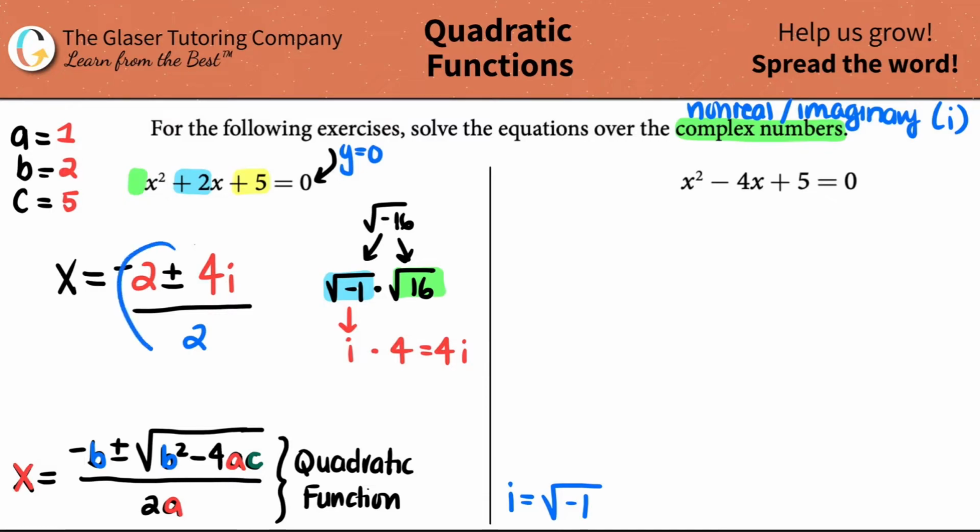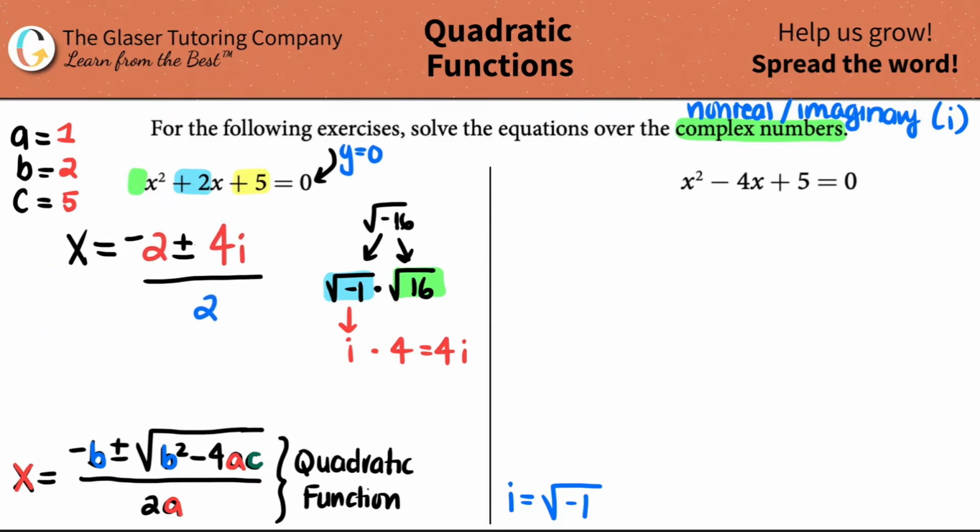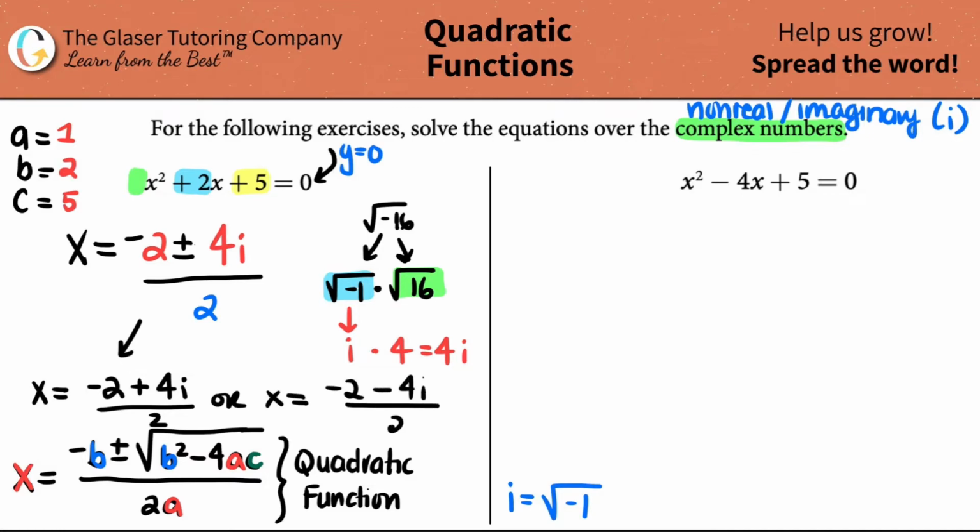So when we're at this stage of the game, you will break it down into its two components. You will break it down into its plus and minus different values. So what that means is, if I pull this up here, you can say that x was equal to negative 2 plus 4i all over 2. Or you can say x was equal to negative 2 minus 4i all over 2.